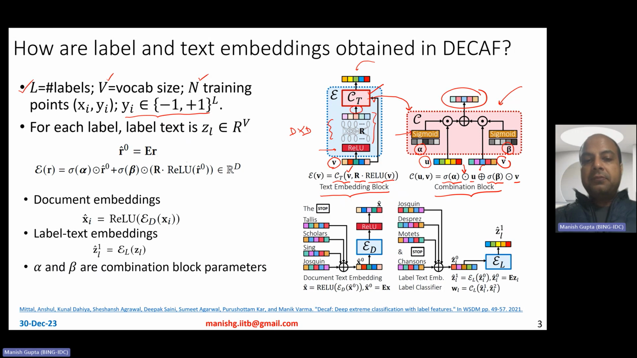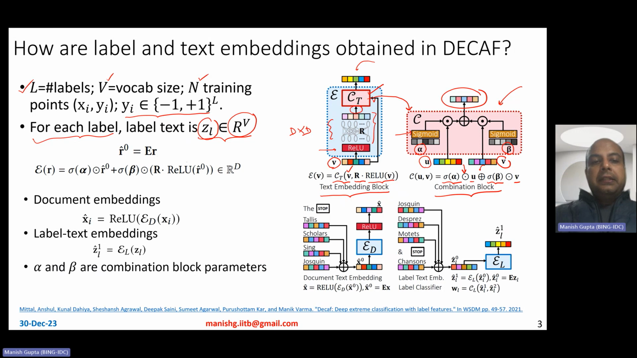Now, let's look at more details. So for each label, you basically have label text. So for example, if the problem is about Wikipedia to category mapping, well, the categories also have some text. They have some names. Okay, so we represent the label text as ZL. So essentially for any label, the label text is going to be represented as ZL, and it also has words belonging to the vocabulary.